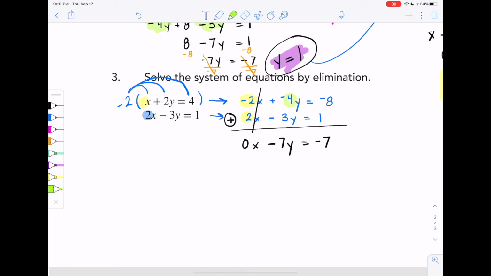So just note I added top and bottom together. And that's what gave me my solution. So at this point I have 0x minus 7y, or just negative 7y, is equal to negative 7. I'm solving for y, so I'm going to divide both sides by negative 7. My solution is going to be y equals 1.